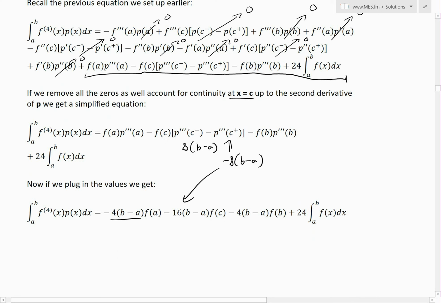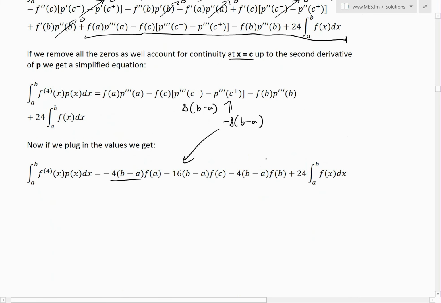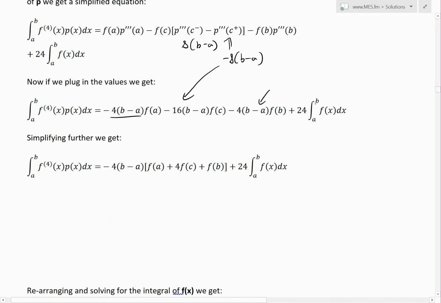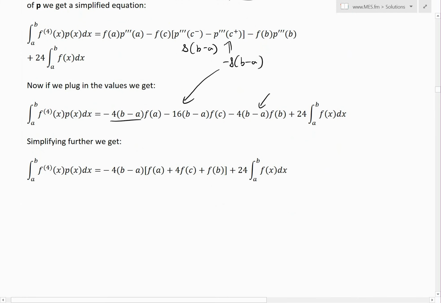And then the next part here, minus f of b, that's just going to be 4(b minus a) f of b. So then plus 24 times the integral from a to b of f of x. And now if we simplify further by factoring out this negative 4 times (b minus a), we get f of a plus 4 f of c plus f of b, plus 24 integral from a to b of f of x dx.